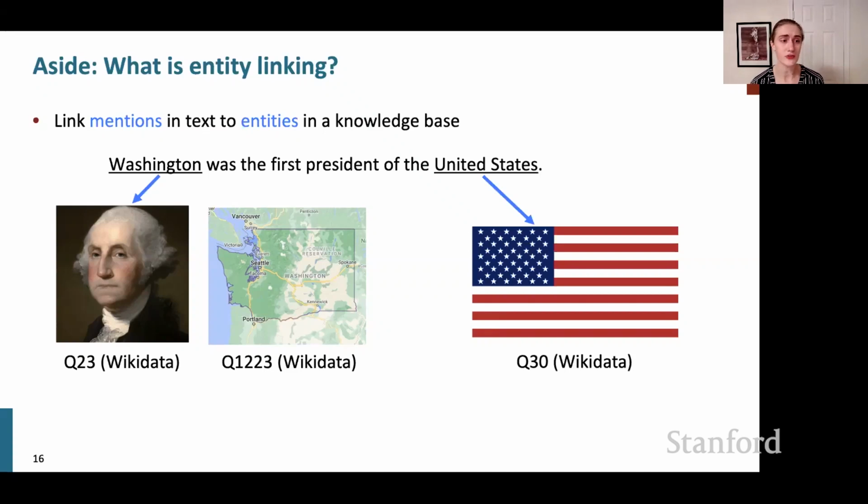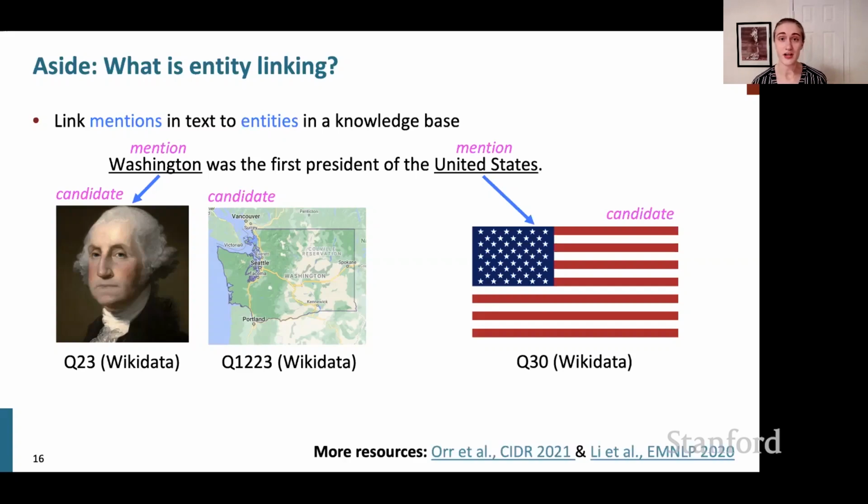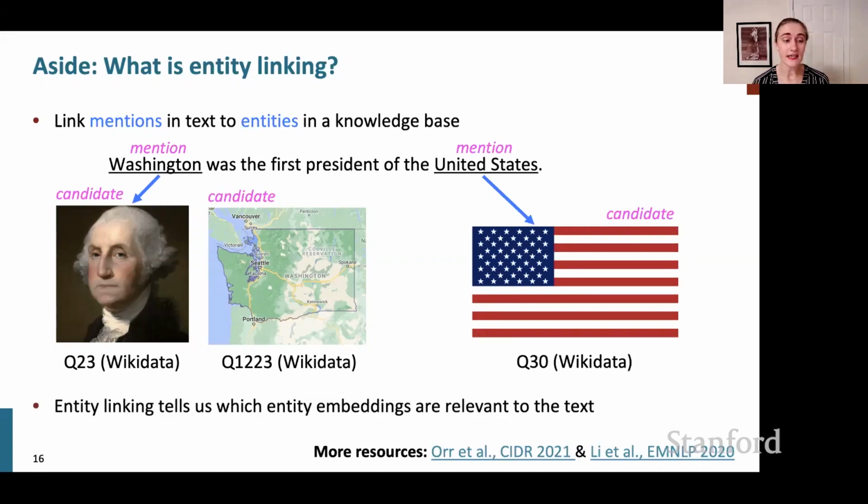And there's many different ways you can do this entity linking. One way you might be able to do this is to figure out that, oh, I see the context word of president, so Washington probably links to George Washington. Just some more definitions: we're going to refer to Washington as a mention, and United States as a mention, and then the things that the mention could link to, so the two options for Washington, are going to be candidates. This is a whole research area of its own, and I encourage you to check out the resources at the bottom if you're interested in learning more. But right now, the most important thing to understand is that entity linking is what is going to tell us which entity embeddings are actually relevant to the text and which ones you want to use as you iterate through a sequence.